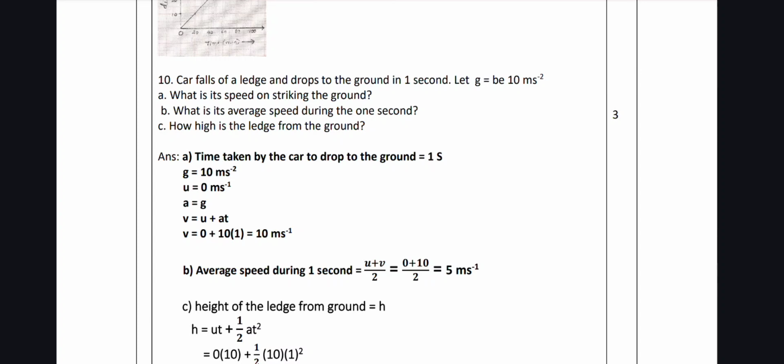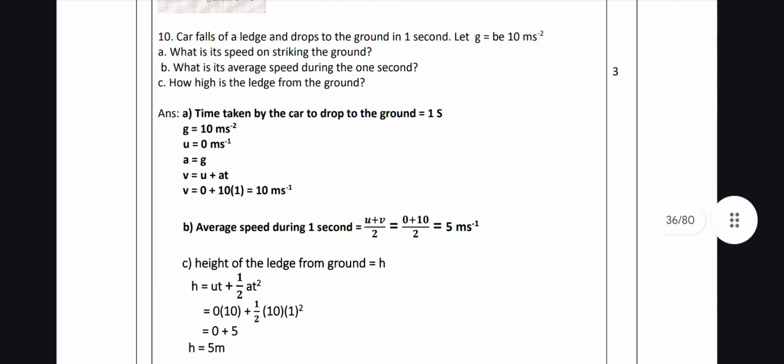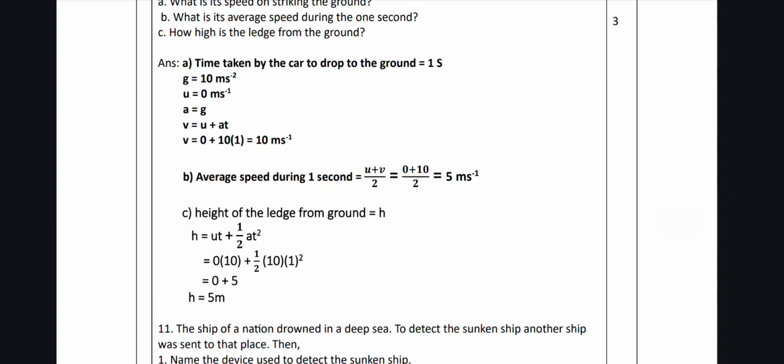So v is equal to u, we got the value as 0, and at, which we got as 10 into 1, which is equal to 10 m s^-1. So the average speed during 1 second is equal to (u plus v) divided by 2. So (0 plus 10) divided by 2 is equal to 5 m s^-1.